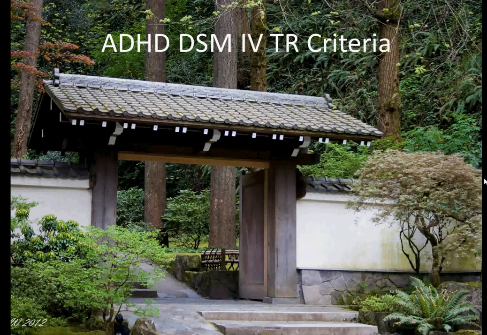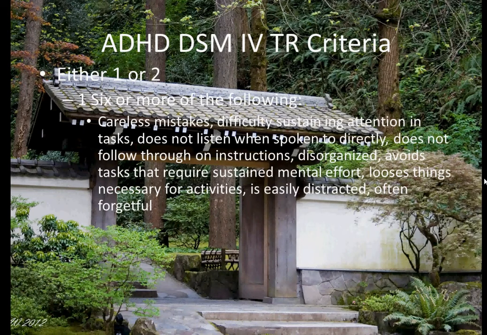Looking quickly at ADHD, because that gets a lot of kids 504 plans. Again, we're looking at the DSM-4 criteria, either 1 or 2. Six or more of the following: careless mistakes, difficulty sustaining attention in tasks, doesn't listen when spoken to, does not follow through on instructions, disorganized, avoids tasks that require sustained mental effort, loses things necessary for activities, distractible, often forgetful.